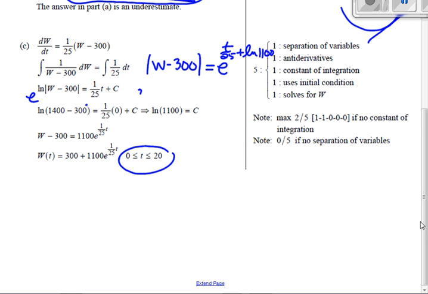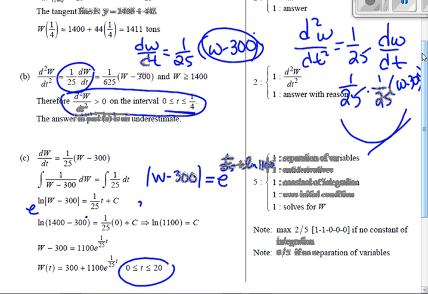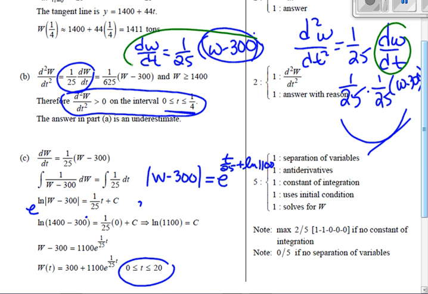B, we had to take the second derivative. So the derivative of W is not 1, it's dW dt. So then you put dW dt back in. You have to put dW dt, which is this, back in for that.